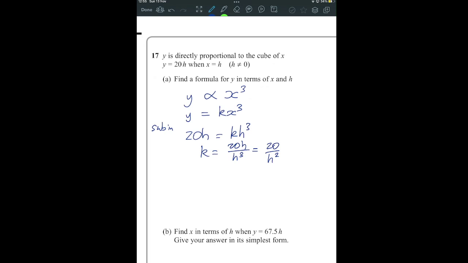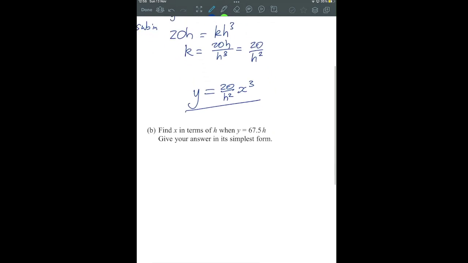Well, now's the most important step. We actually need to write down the answer. They wanted a formula for y in terms of x. So I need to write y equals, well, in terms of x and h, y equals, but only with stuff with h's and x's in. So I'm using exactly the line we used up here, but replacing the k with what I now know k is. And that is a formula for y in terms of x.